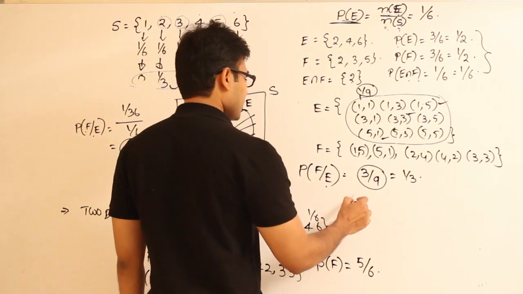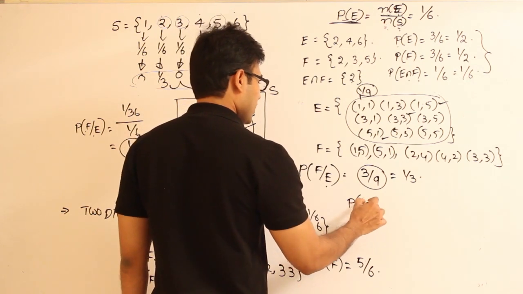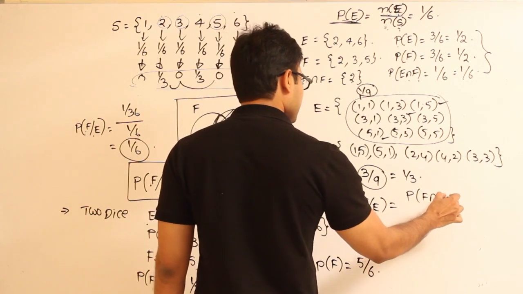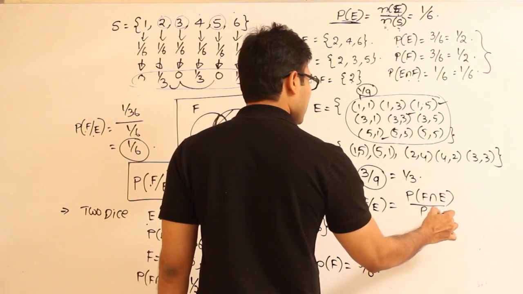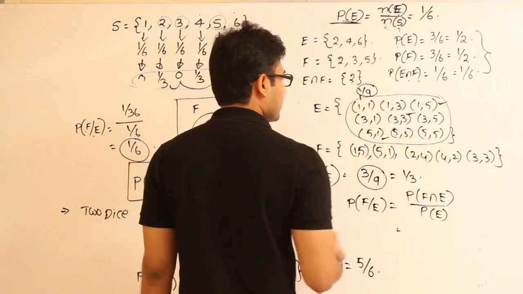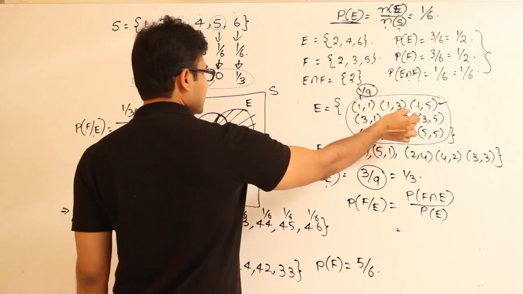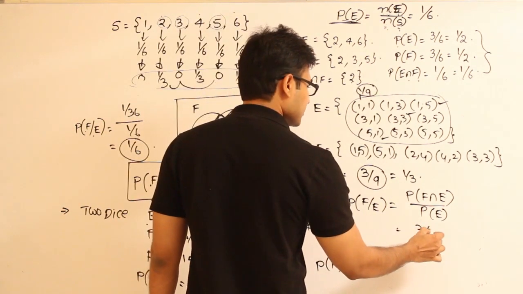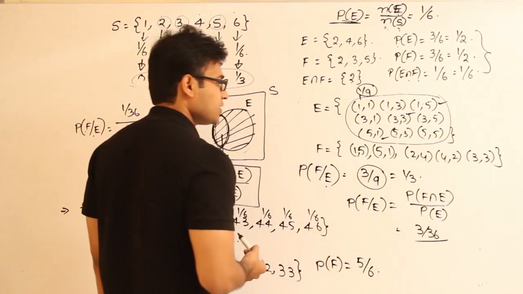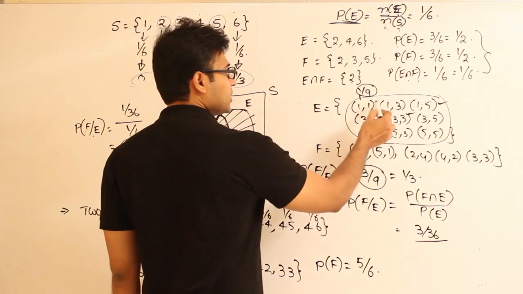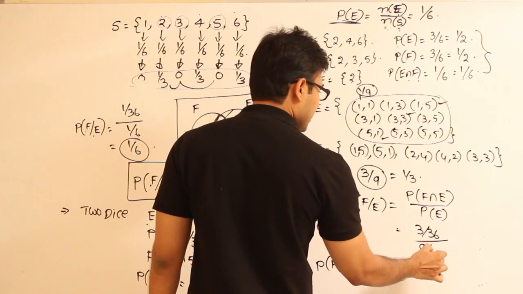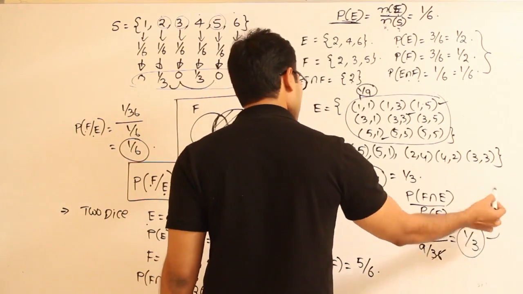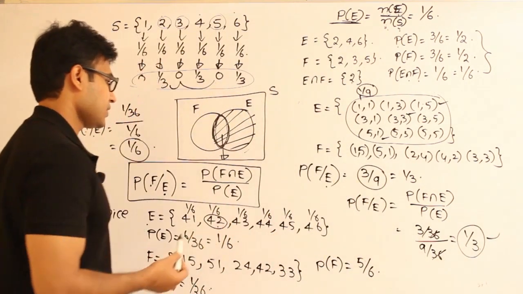And what about the other one? The other one is P of F given E, which is P of F intersection E divided by P of E. Now what about P of F intersection E? It contains only 3 elements, which is 3 by 36, right? Divided by what is P of E? E contains 9 elements, which is 9 by 36, which is nothing but 1 by 3. You can go by any method, you are going to get this, right?